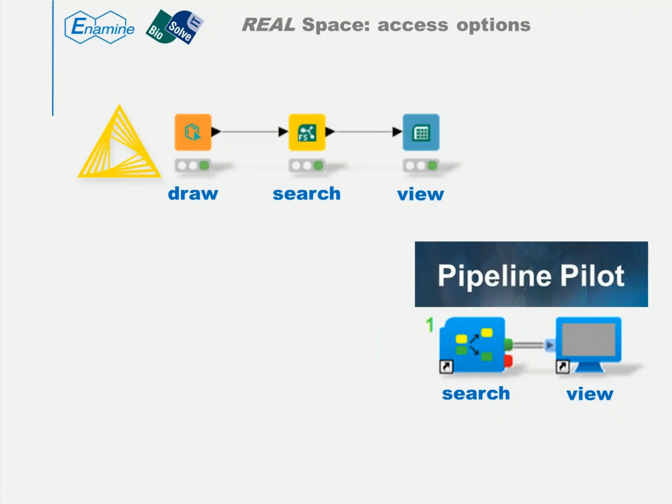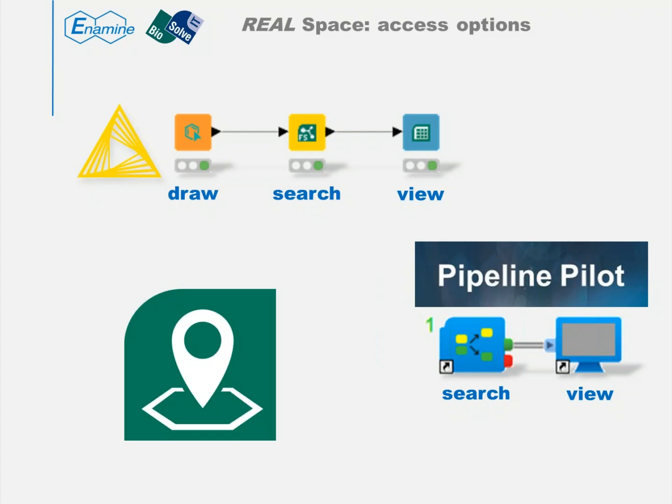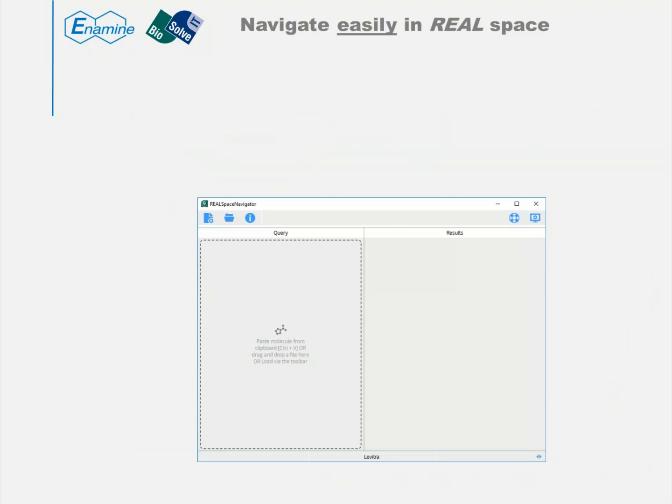But for those who are not expert computational chemists and don't like data mining tools so much, we have developed the REAL Space Navigator, which is a hopefully quite simple to use interface. And as I said before, it's a small tool that you install on your PC, so it's running behind your firewall just on your local machine. You install it, click on the icon, and then it opens up. And you see it's a quite minimalistic interface here. You have a query side, and later on the results will fill up on this side here.